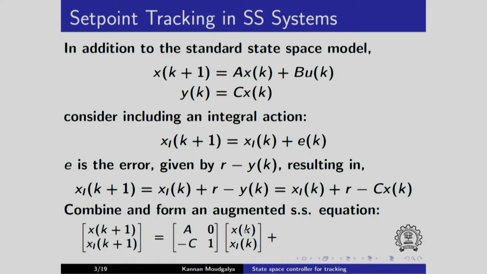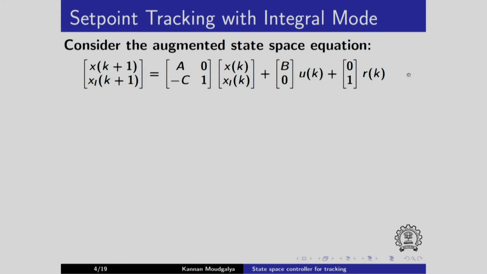You get A times x of k is given here. For the second equation, we get minus Cx plus x I. We have Bu of k, but there is no u of k here, so it is 0 here. There is no r here, but there is r here. So we get this expression. Here is the equation that we derived in the previous slide.